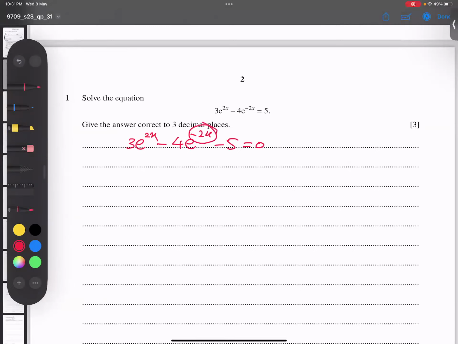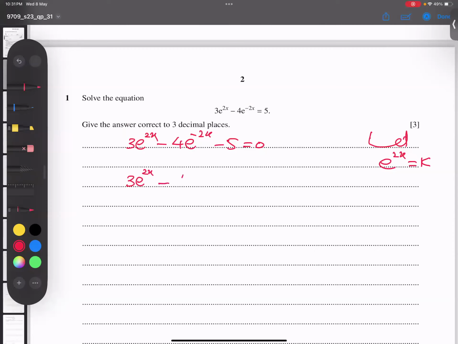These powers are one positive, one negative. Normally I assume let e to the power 2x is equal to k. So the problem is coming here. Here I can assume, but how about the negative? So it means I am bound to make it positive.